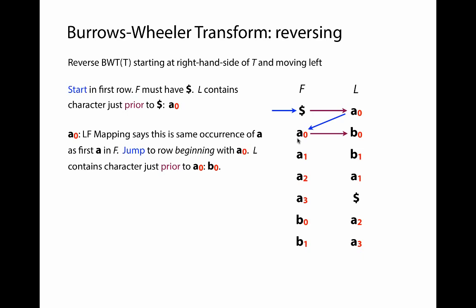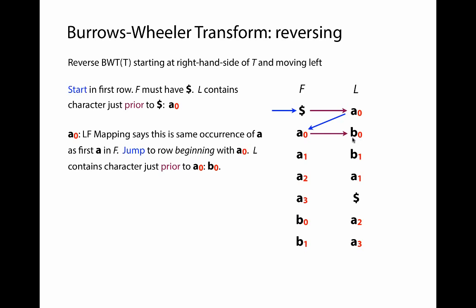So here it is. Since we know that, now we can look at the character in the last column of the second row, which is B sub 0. And again, since the second row is a rotation, we know that this B sub 0 is the character that comes before this A sub 1 in T. So we've walked one more character to the left in T, and now we've reconstructed the last three characters of T. We know that it's B, A, $ sign. And then we can repeat this process.